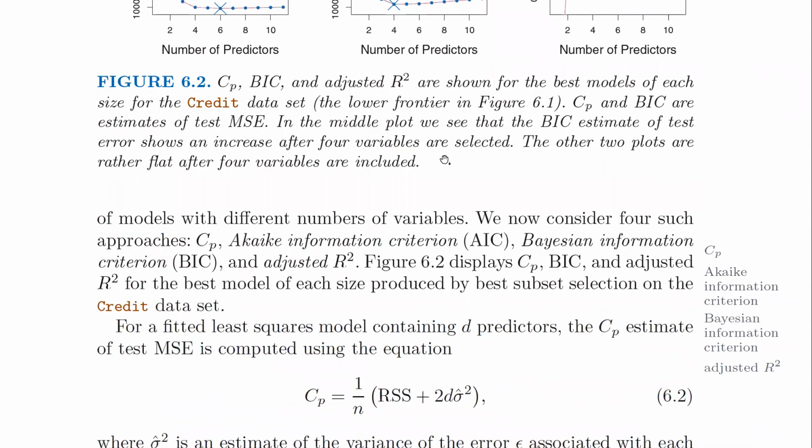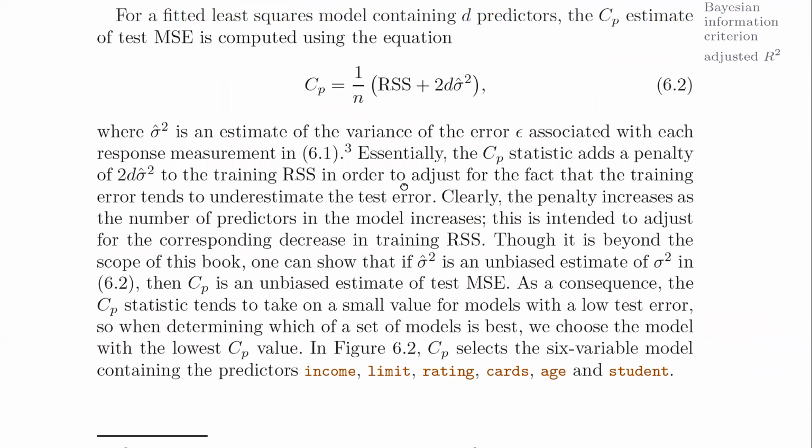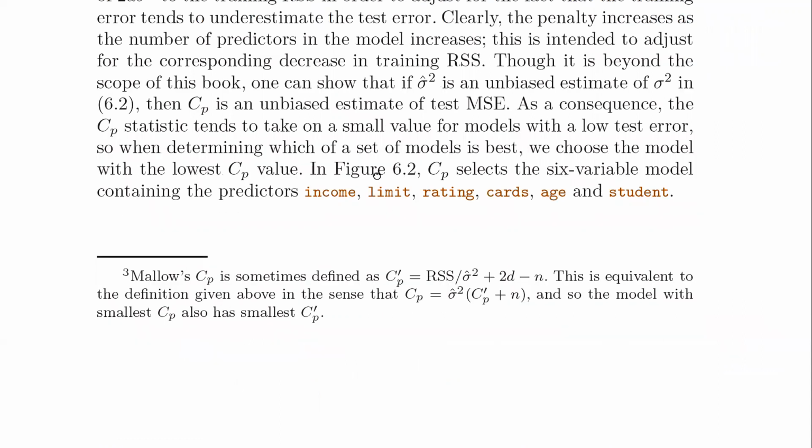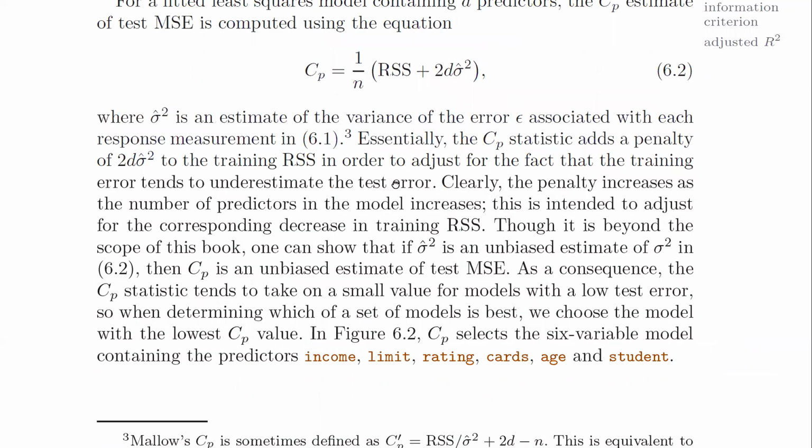Okay, so for example, if it's physics and you have Newton's laws and all that, they're very good. They can put a human being on the moon and get them back, but they're perfect up to, I don't know, 99.99. There are always the variables that you haven't allowed for. And there's a footnote. There's also Mallow's CP, sometimes defined as this. This is equivalent, blah, blah, blah. Okay.